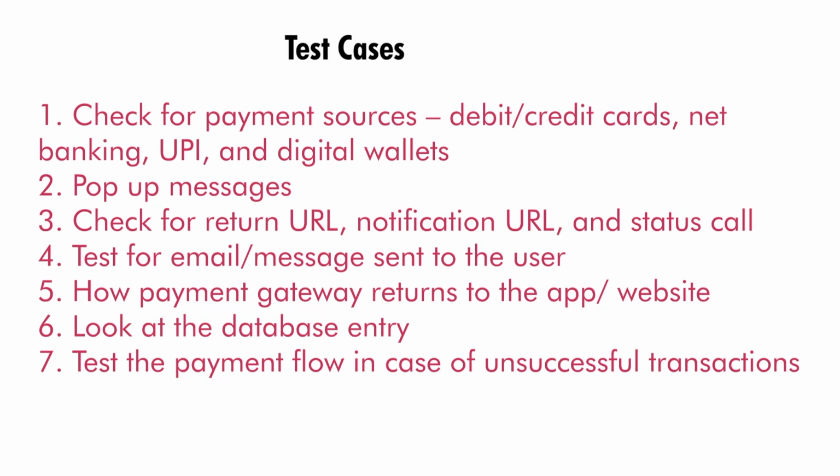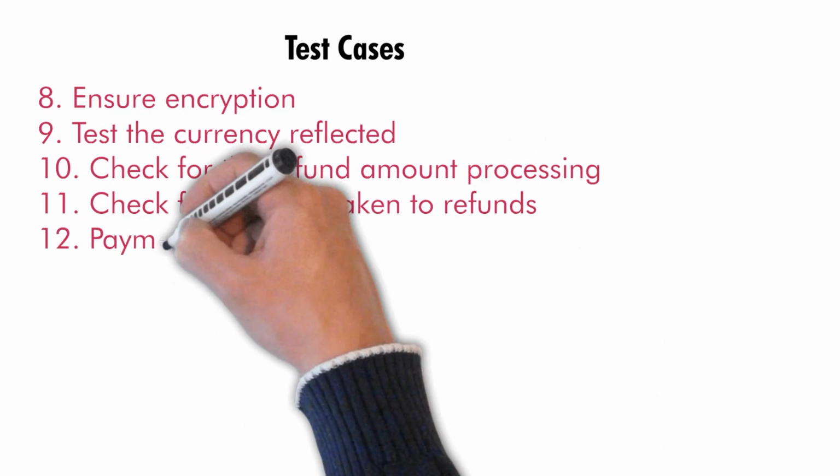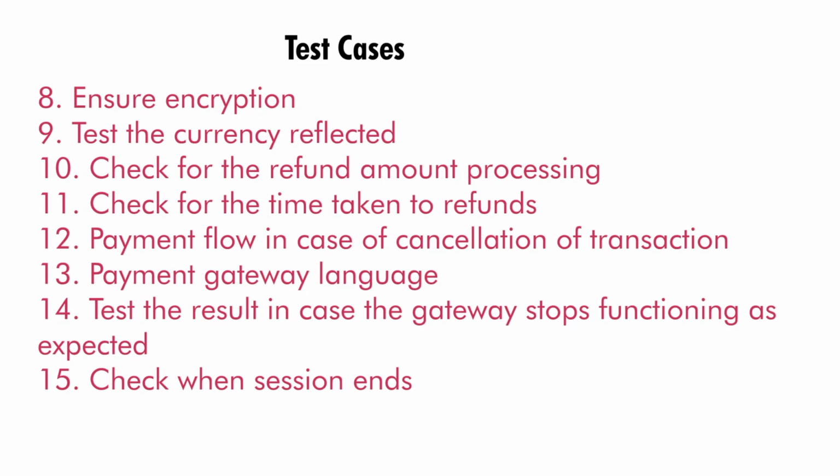Look at the database entry for every transaction, which should be in the right format. Test the payment flow in each case of successful and unsuccessful transaction. Cross-check the payment flows to ensure encryption and fraud protection. Test the currency reflected by the gateway as per the user's country. Check for the refund amount processing in the case of order cancellation. Some amount is to be refunded in such cases. Check for the time taken to credit the customer's account with refunds. Understand the payment flow in the case of cancellation of a transaction in the middle at the customer side.